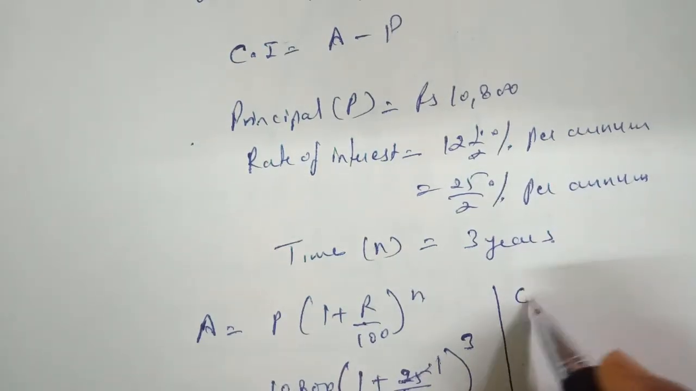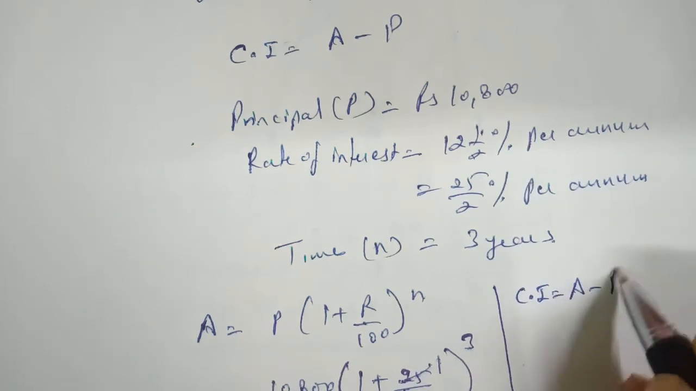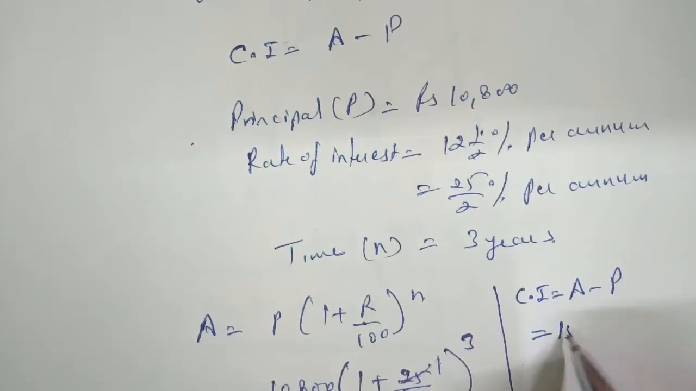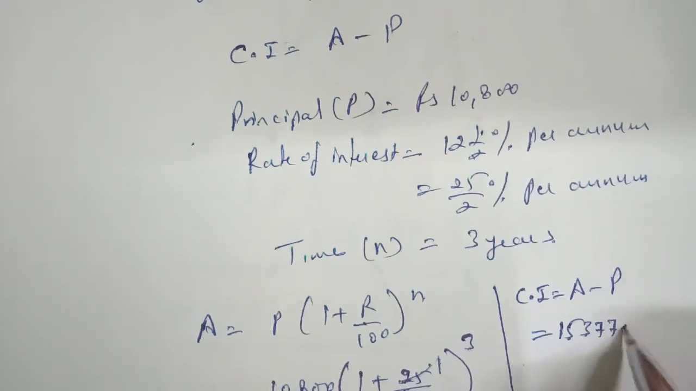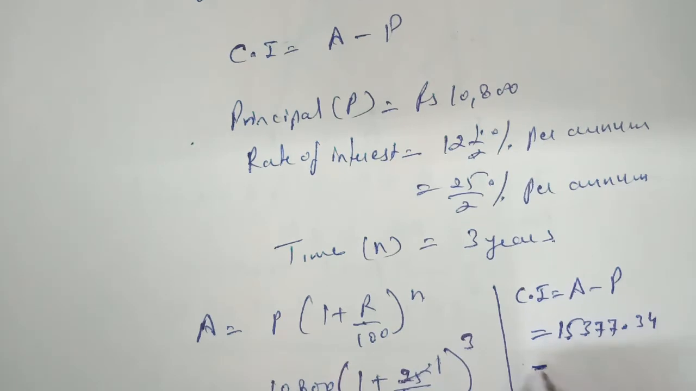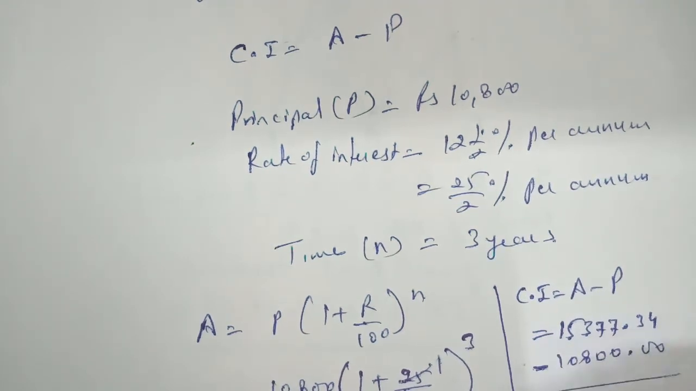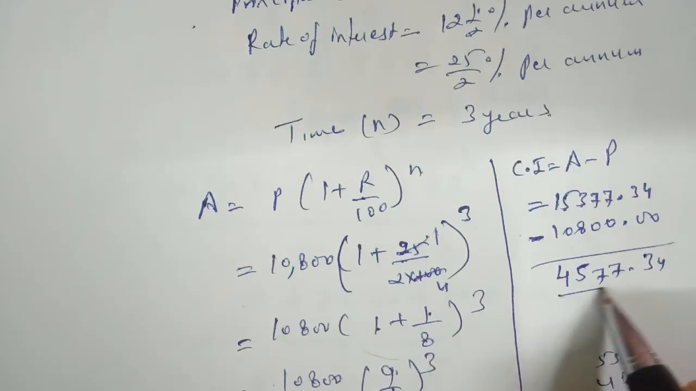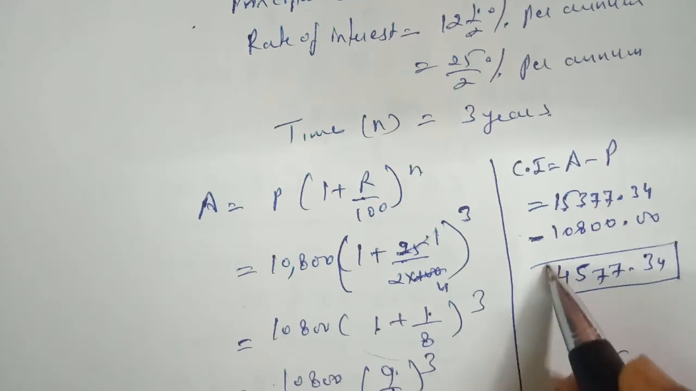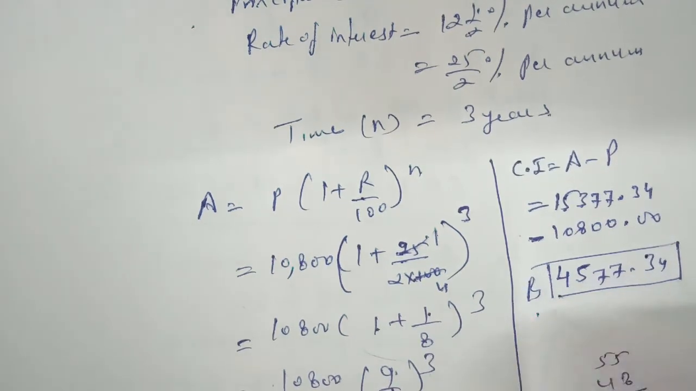Now for finding the compound interest, we use the relation compound interest equals amount minus principal. The amount we have is 15,377.34. We subtract the principal, which is 10,800. After subtraction you will get 4,577 rupees 34 paisa. This is the compound interest that you will get.